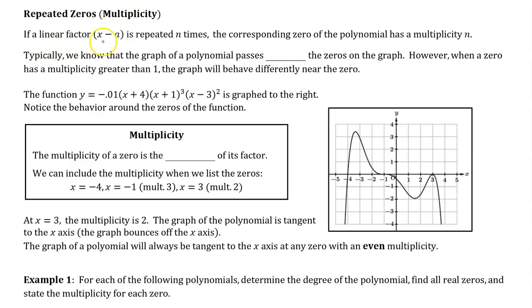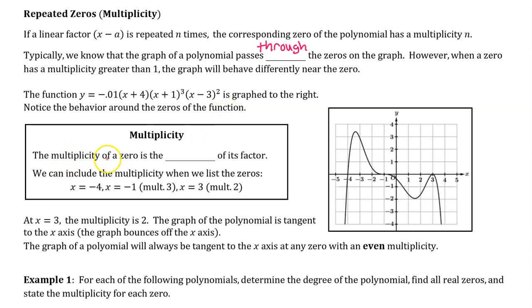If a linear factor x minus a is repeated n times, the corresponding zero of the polynomial has multiplicity n. Typically, we know that a graph of a polynomial passes through the zeros on the graph. However, when a zero has a multiplicity greater than 1, the graph will behave differently near the zero. This function, written here, is graphed to the right. Notice the behavior around the zeros of the function.